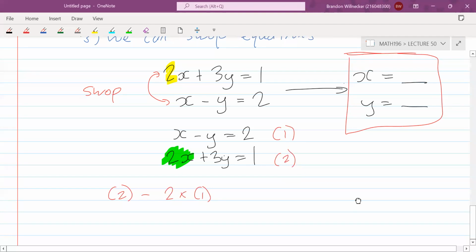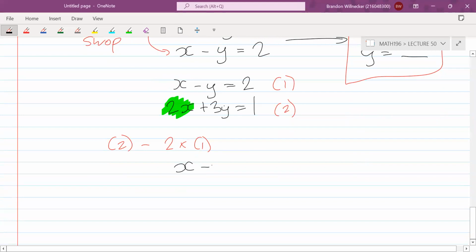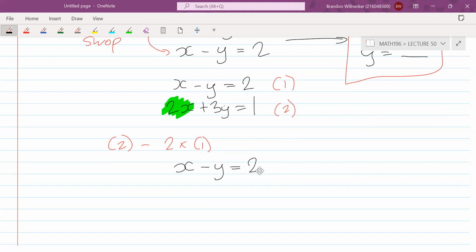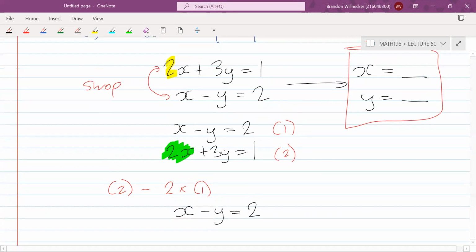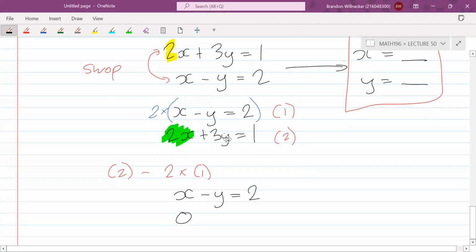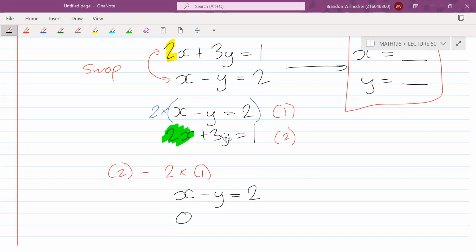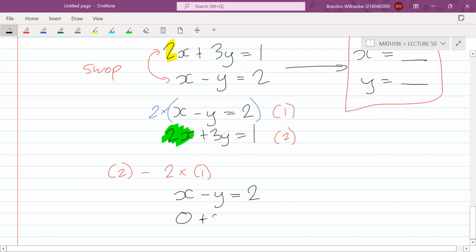Okay, cool. So we're going to have x minus y is equal to 2. And now equation 2 minus 2 times equation 1. So just imagine that there's a 2 times in front here. So 2x minus 2x, that's going to be a 0. 3y minus 2y, because remember there's the 2 minus signs there now. So it's going to be 3 minus 2, so it's 3 plus 2, that's going to be plus 5. And we're going to have 1 minus 4, so that's going to be minus 3.